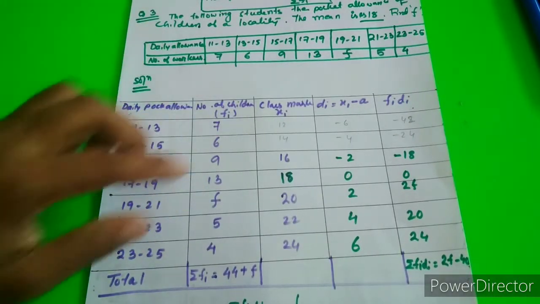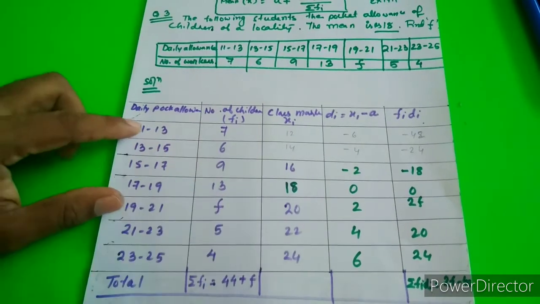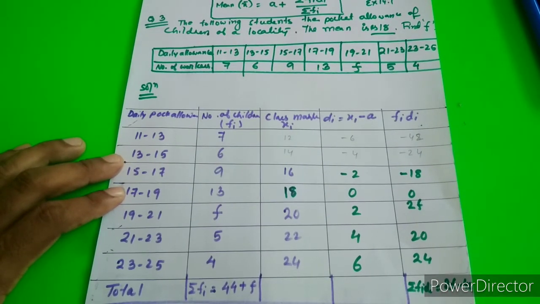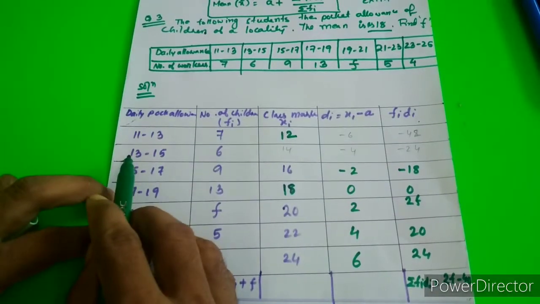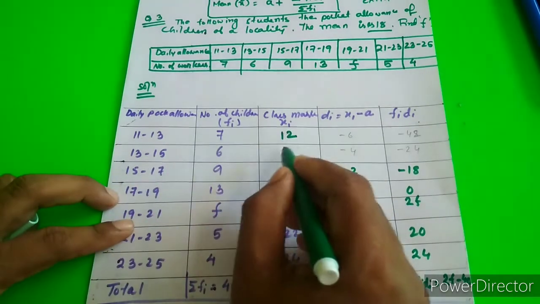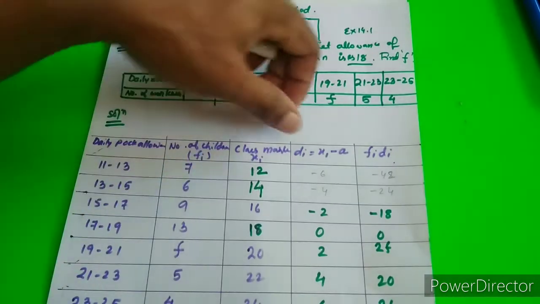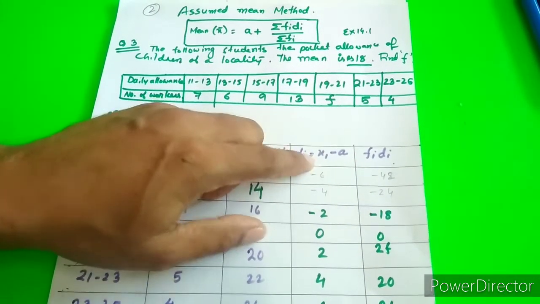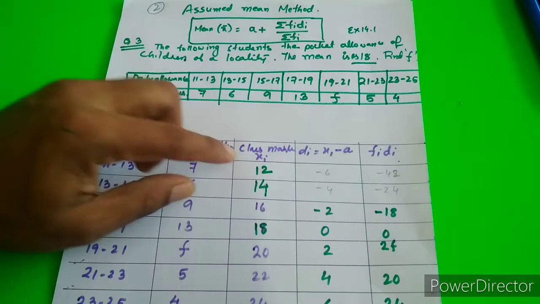Now, what is xi? Xi is upper limit plus lower limit divided by 2. What is 11 plus 13? 11 plus 13 is 24. 24 divided by 2 is 12. We calculate like this. 13 plus 15 is 28, divided by 2 is 14. Clear? That's the xi value, the class mark. Now di is required. How do we find di? Xi minus a. Xi we already got. How to find the a value? The assume mean we will take from the xi values.